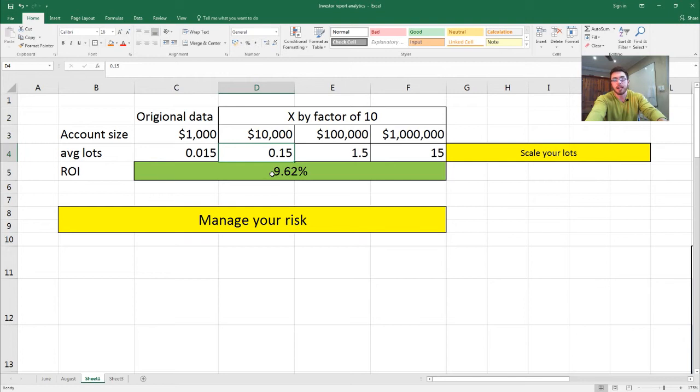Now what we're doing is we're scaling our lots. So now we know exactly when and where our lot sizes need to be and what the account size has to be to make 9.62%. So here I would have made $962 off a $10,000 account. Now that is a very good return. You know, in a month is very good.